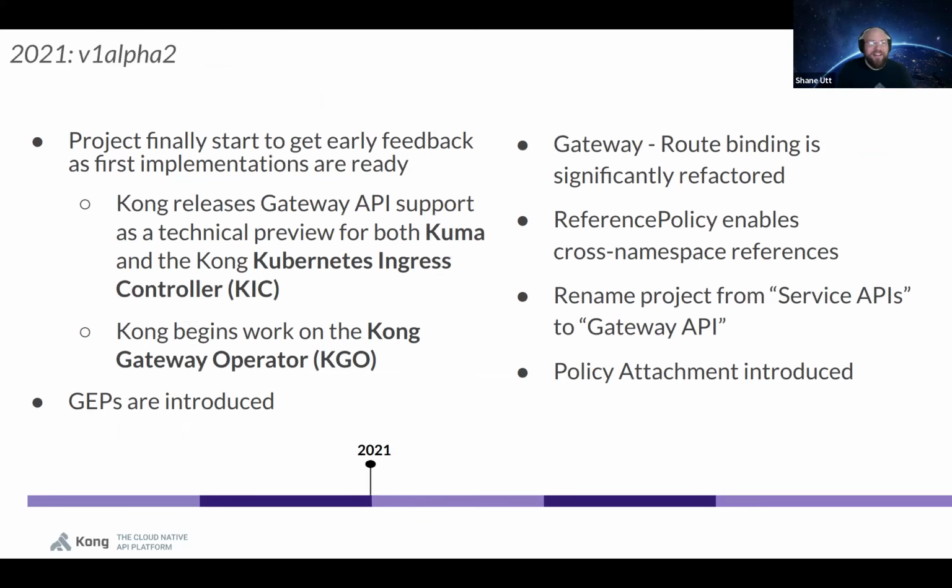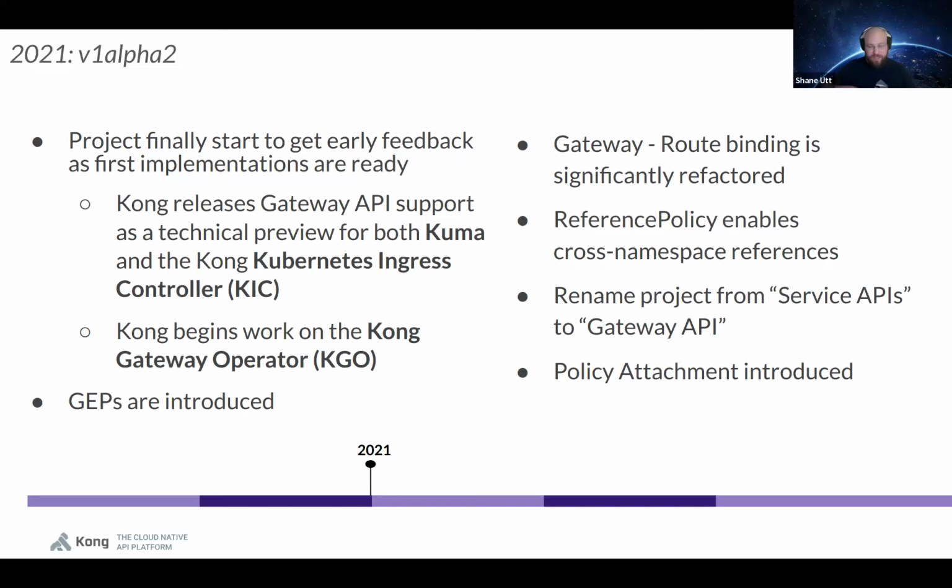V1 Alpha 2 is when the rubber really started hitting the road. The project finally started to get early feedback. We have implementations that are actually ready and implementing the API at this point. And during this time, at Kong, we added gateway API support to both Kuma, Kong Mesh, and our Kubernetes ingress controller, often called KIC. Then we started work during this year on our Kong Gateway operator, which was a new operator for Kong Gateway in the operator sense of Kubernetes operators, for the management of configuration and lifecycle of Kong gateways in Kubernetes, built as Gateway API first.